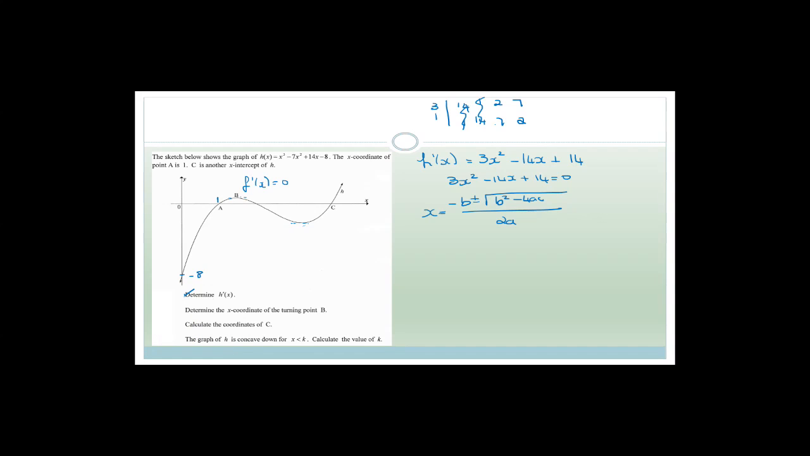So now what do we know? We know that this is a, that the whole of this is b, and the whole of this is c. Okay, so do you agree we can say that this is going to be minus minus 14, which is this 14, plus or minus the square root of 14 squared minus 4 times by 3 times by 14 all over 2 times by 3. Okay, so this becomes 14 plus or minus the square root of 14 squared.